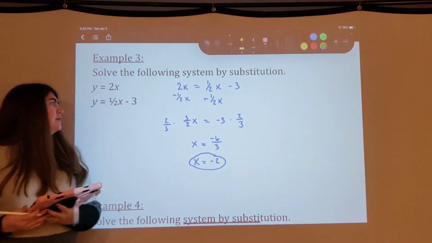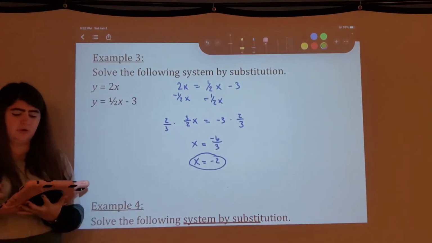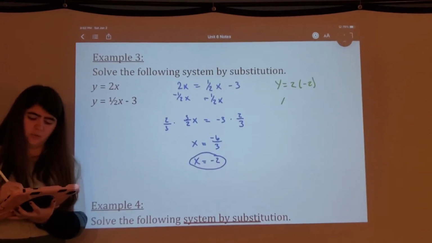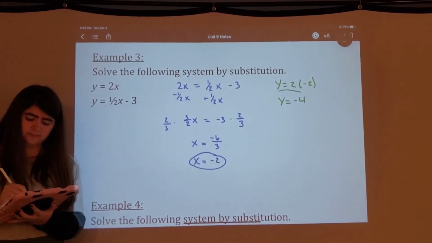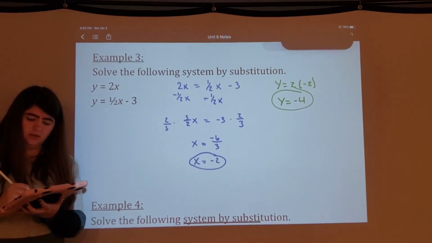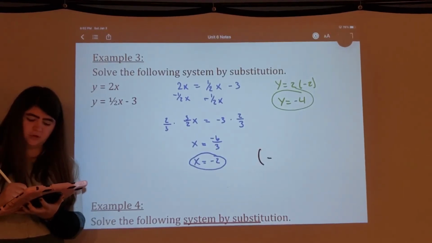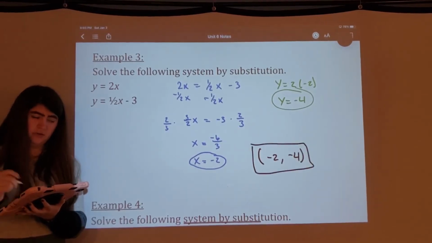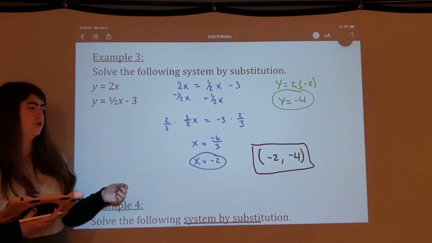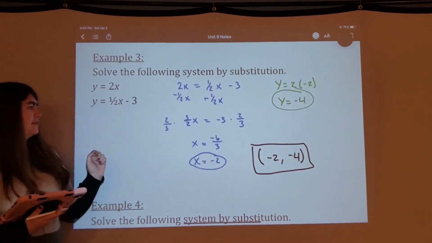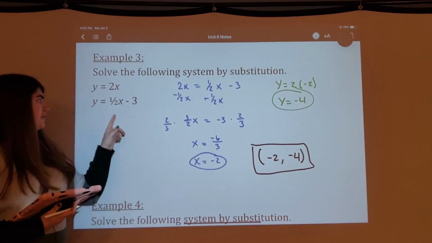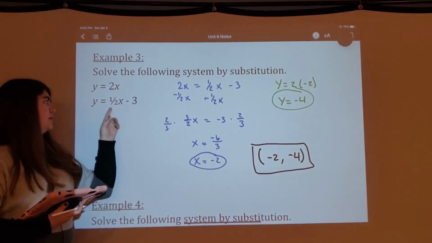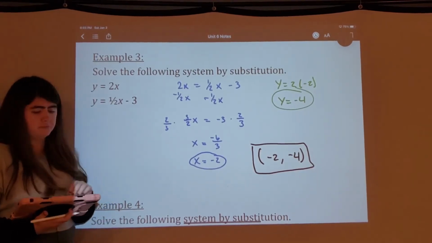So I have x is negative 2, I'll plug it into this one. So I have y is equal to 2 times negative 2, which means that y must be equal to negative 4. So the solution to my system should be negative 2, negative 4, because, just a reminder, a solution to a system of equations is an ordered pair. So that is my solution, and then we can check that too. So negative 2 times 1/2 is equal to negative 1 minus 3 is negative 4, so that does work out.